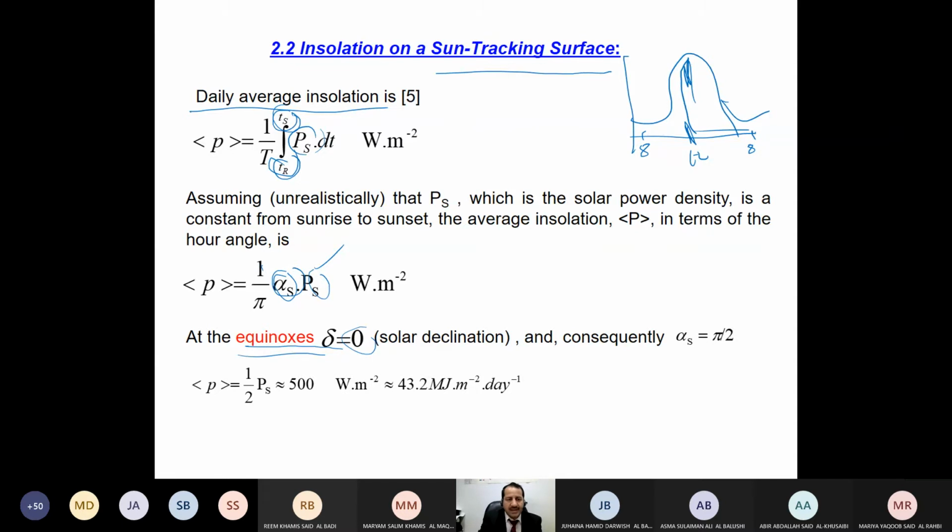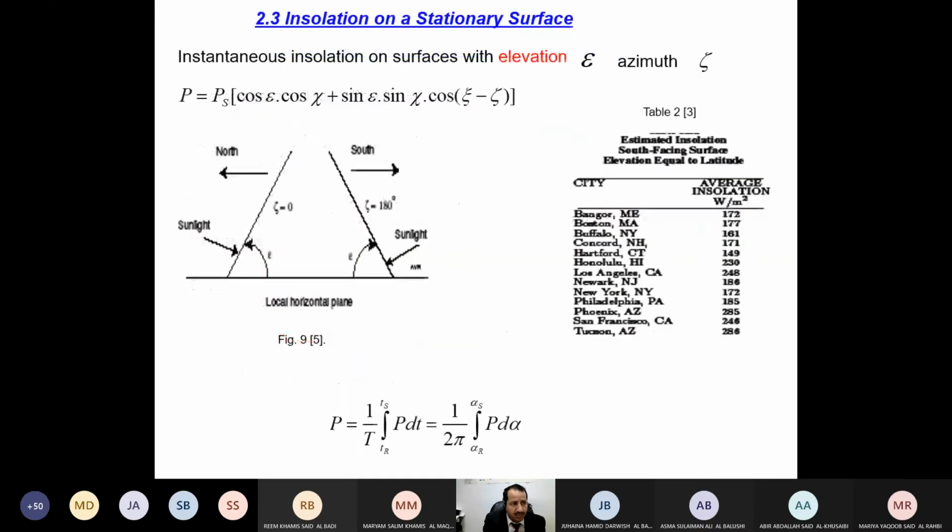So only alpha remains, and alpha will be pi/2, because remember we said cosine alpha equals minus tan delta tan lambda. When delta is 0, this is gone, and alpha should be 90, so the equation is correct. When I substitute 90, which is pi/2, pi with pi, what is left is PS/2. So this is the highest. It means we can have 500, but this is still theoretical. Keep in mind, for a tracking system, only alpha is the variable we need to consider.